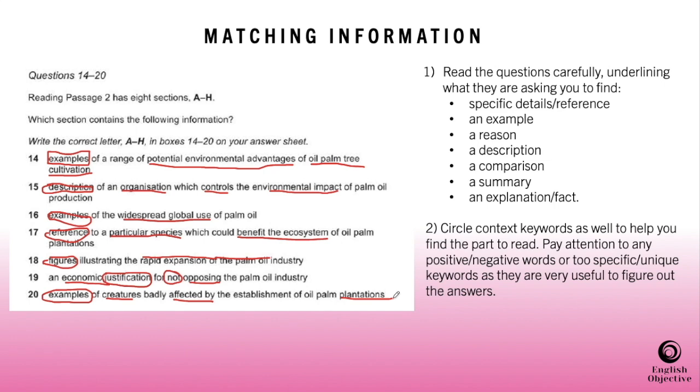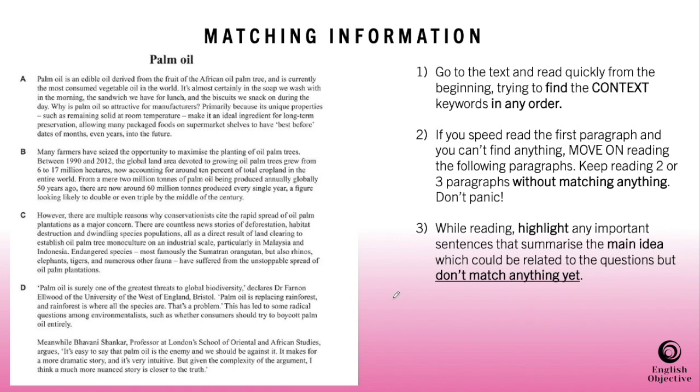So guys, when we go to the text, we need to read quickly from the beginning. That's important. And I need to try to find the context keywords in any order. Okay, and that's very important. So if I'm reading paragraph A, I'm not trying to look for the first question. I would try to look for the question that clicks to that paragraph. So the ideal thing to do is to speed read the first paragraph, and if you can't find anything, just move on and continue with the following paragraphs.